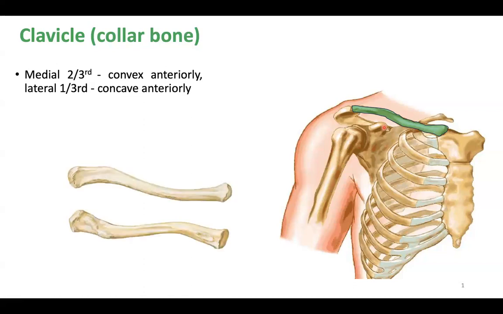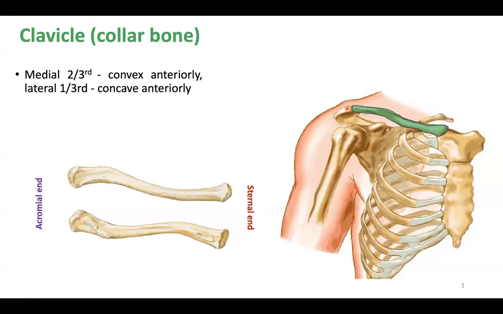And the clavicle has two ends. It has a sternal end and an acromial end. Medially, it has the sternal end. As you see, the sternal end is enlarged and roughly triangular. As the name indicates, the sternal end articulates with the upper part of the sternum, specifically with the manubrium, and it forms the sternoclavicular joint.